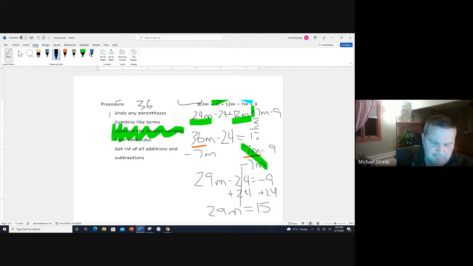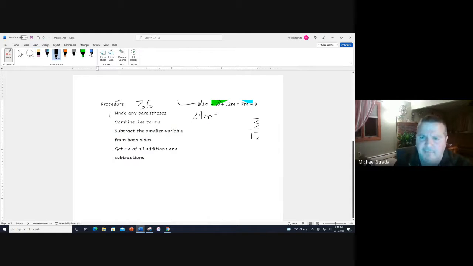And then your last step that's not mentioned here: we got rid of all additions and subtractions, then you're going to get rid of all multiplications and divisions. 29m is seen as 29 times m, so I would divide both sides by 29.